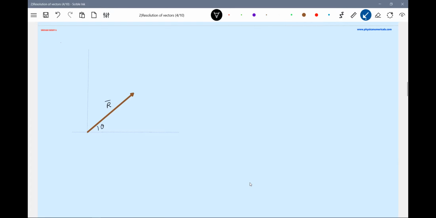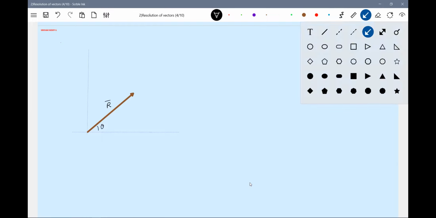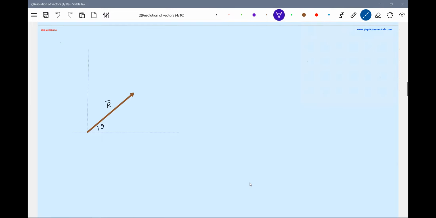I have a triangle. So let me generate the triangle. According to this triangle, this is R, this is theta. Let me call this Rx, the length, and this is Ry in this triangle.